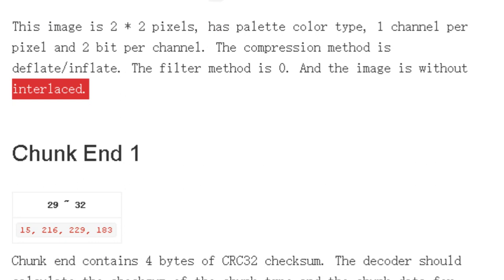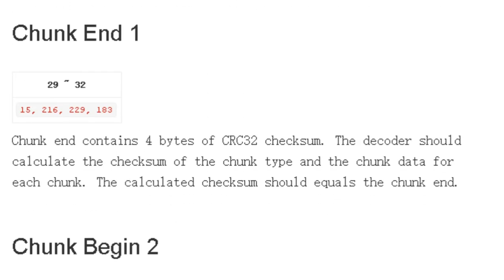This image is 2 by 2 pixels, has palette color type, 1 channel per pixel, and 2 bits per channel. The compression method is deflate/inflate. The filter method is 0, and the image is without interlaced. Chunk 1 end. Bytes 29 to 32 inclusive are 15, 216, 229, and 183, and those are decimal numbers.